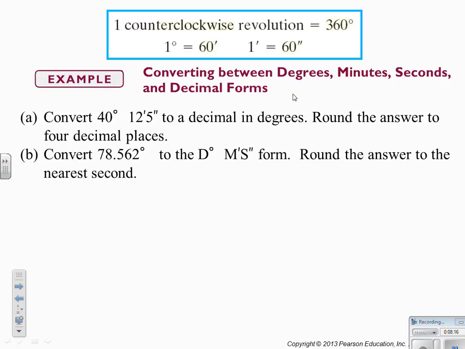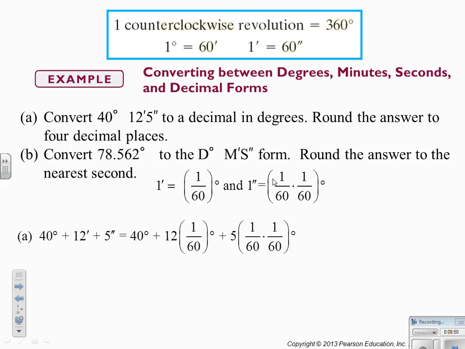So if we're going to convert 40 degrees, 12 minutes, 5 seconds to a decimal, remembering that 1 minute is 1/60th of a degree, and 1 second is 1/60 times 1/60.